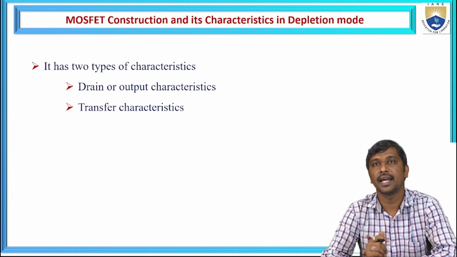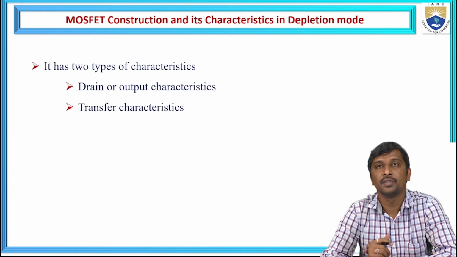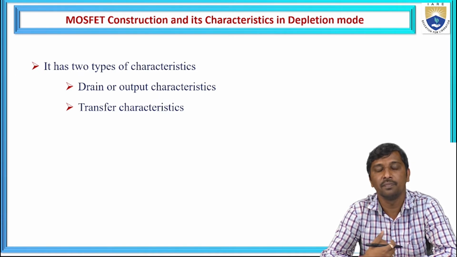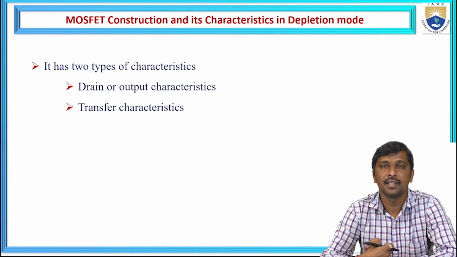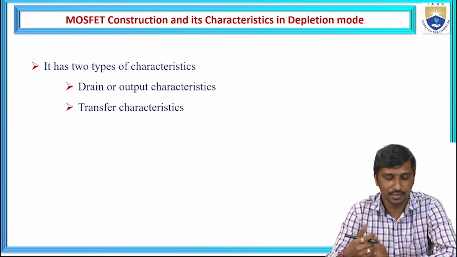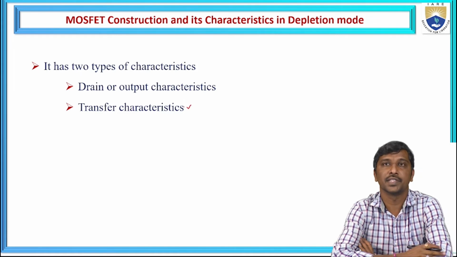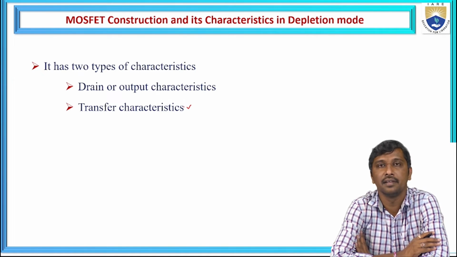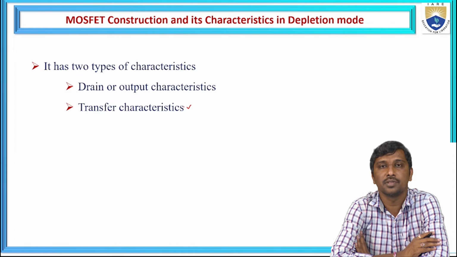Now we are going to observe the characteristics. Based on this construction, we need to verify the behavior of the MOSFET under this depletion mode. Generally, we know there are two types of characteristics. One is represented as drain characteristics, also called output characteristics. And another one is transfer characteristics. From these two characteristics, we need to learn how the drain current is controlled by an applied electric field between the gate and the source, as well as the drain and the source.